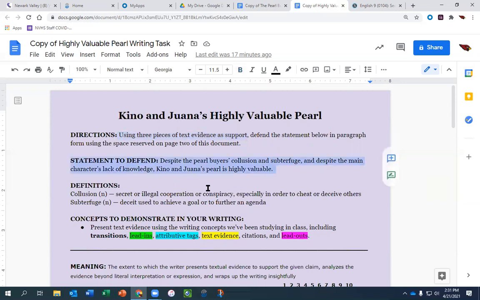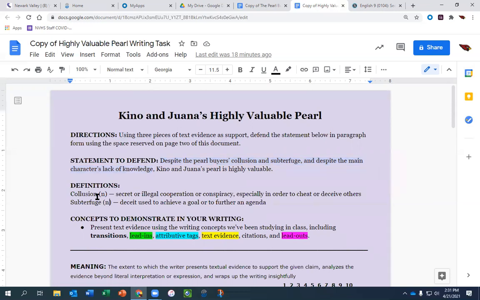So this is the biggie right here. Here's the statement. It comes along with a couple definitions as well. Definition for collusion, which is up here, and subterfuge, which is up here. And it almost feels like the beginning part of this statement is subterfuged in some way, because the most important thing is the thing I didn't highlight, which is Kino and Juana's pearl is highly valuable. So you need evidence from the packet pages in order to support that.